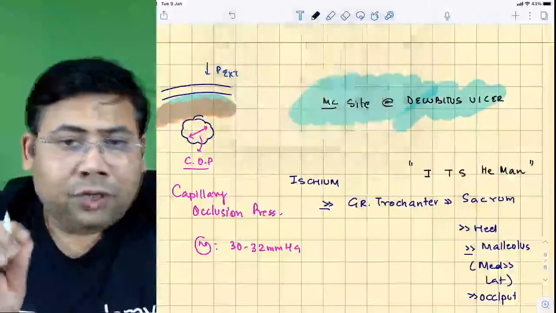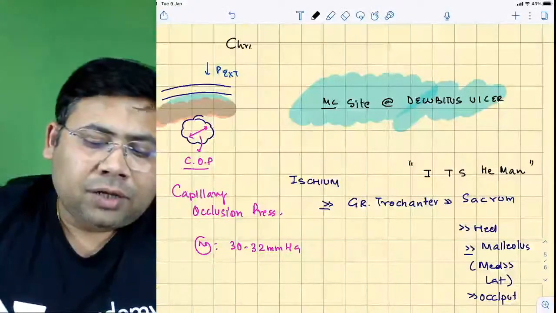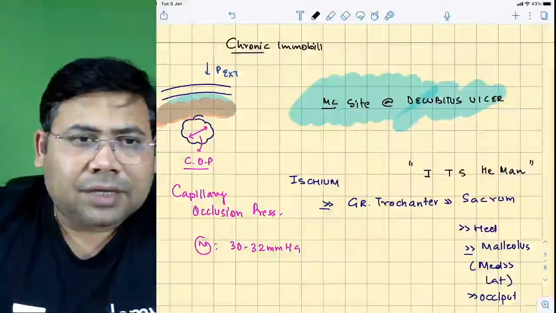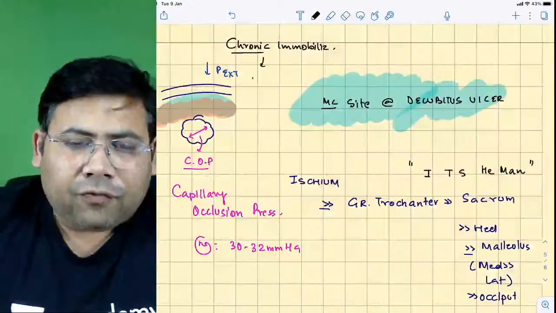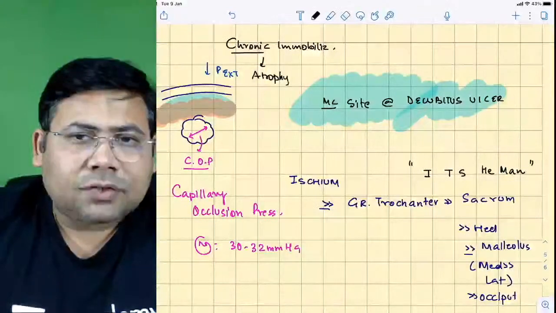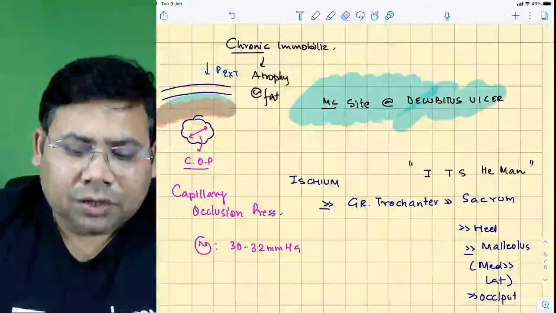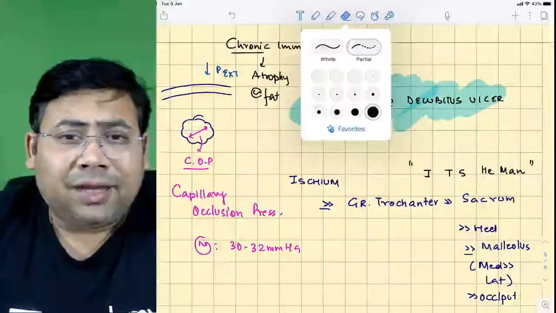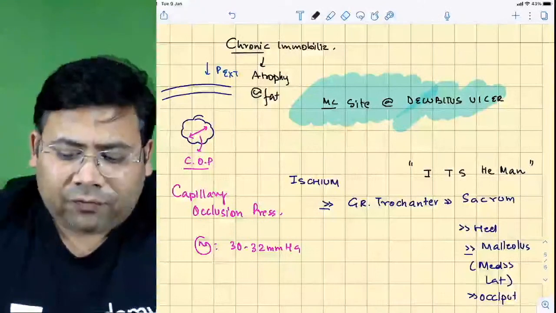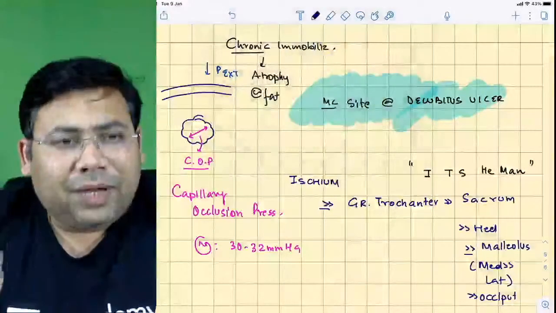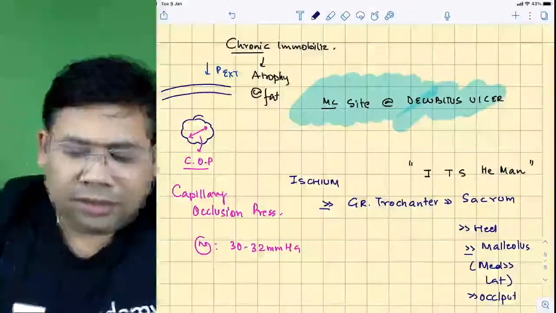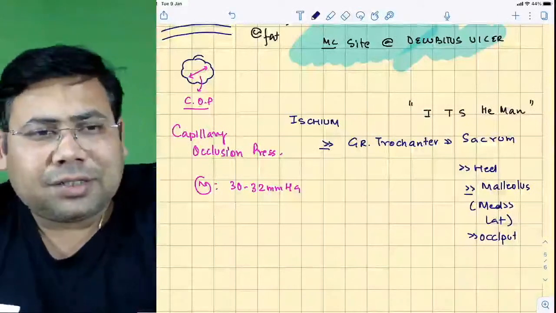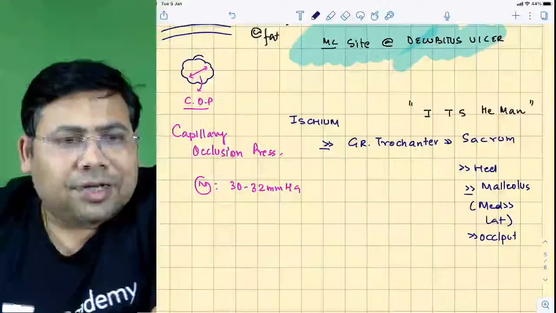Now what happens during chronic immobilization? The first thing that happens is what? Yes, atrophy of fat. So there is loss of fat, and because of this, all the pressure that you are seeing is directly imparted to the capillary. So if the P external is more than the capillary occlusion pressure, there will be what? Ischemia, necrosis, and once there is ischemia and necrosis, ulceration will occur. This is the reason behind this.